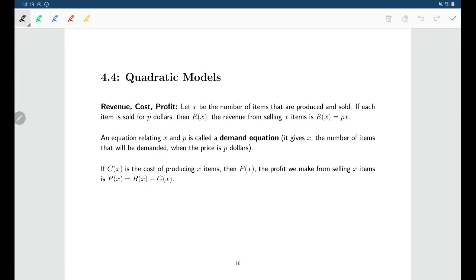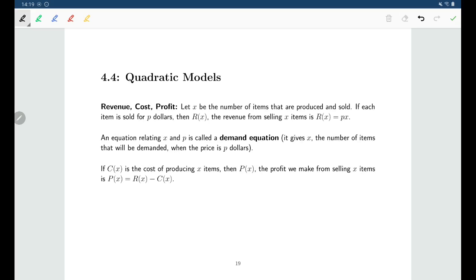Welcome back. As we discussed in the earlier sections, one of the nice features of a quadratic function is that it will either have an absolute maximum value if its graph has the shape of a parabola opening downward, or it will have an absolute minimum if its graph has the shape of a parabola opening upward.